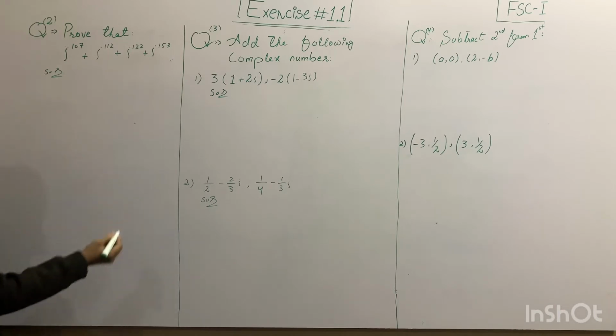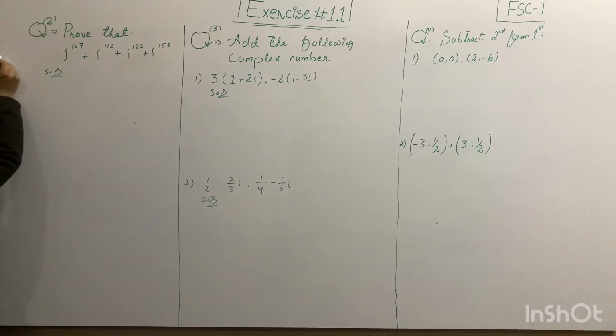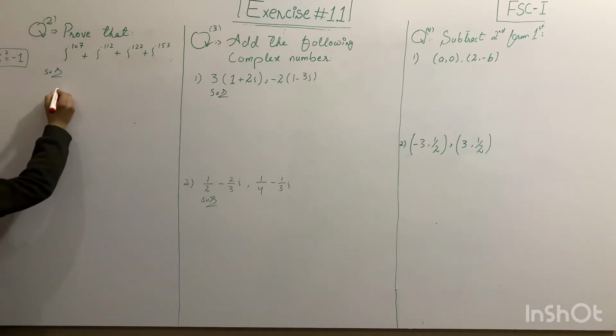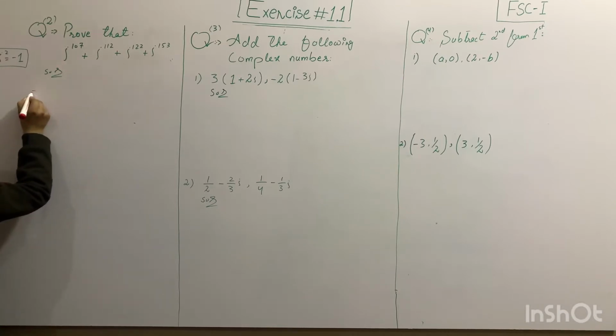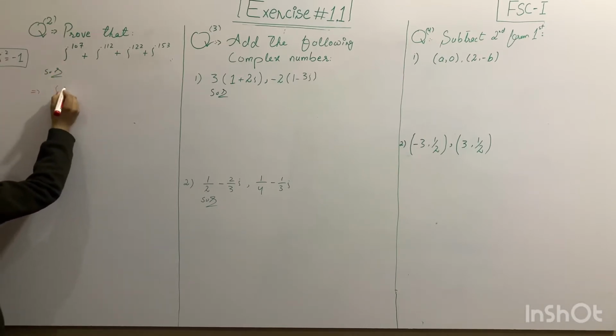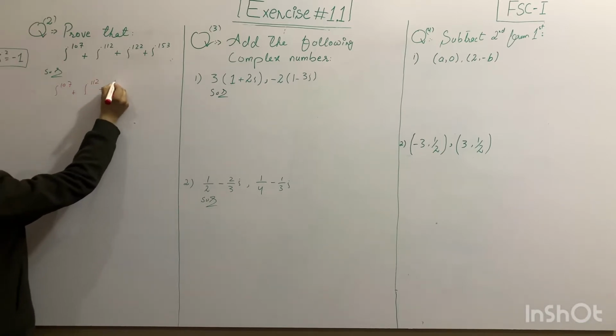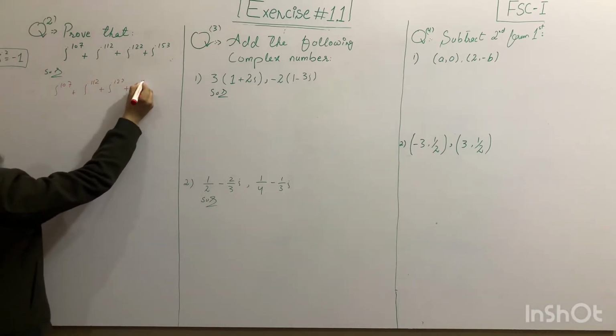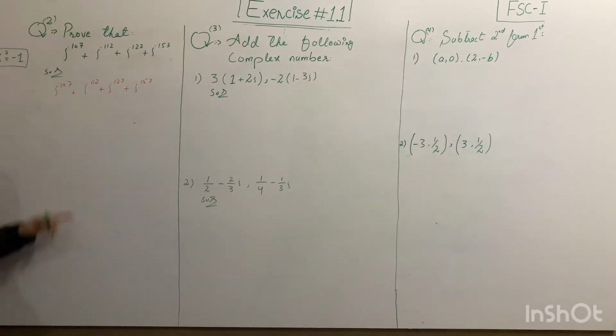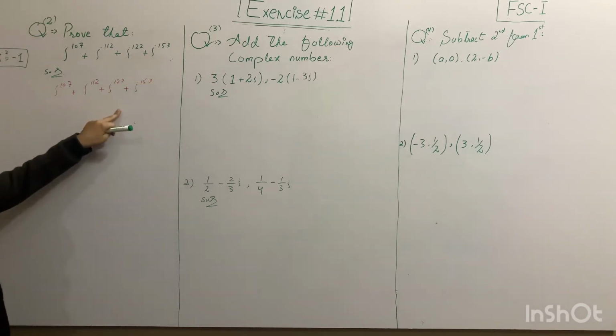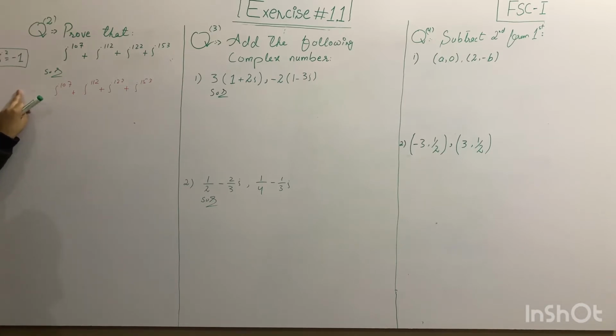As we know that iota square is equal to minus 1. Remember this term, iota square equal to minus 1. So we will put this value in all of these equations. So as we know that, the question implies iota power 107 plus iota power 112 plus iota power 122 plus iota power 153, right? I will make iota square in all of these terms in order to put the value of iota square, which is equal to minus 1.